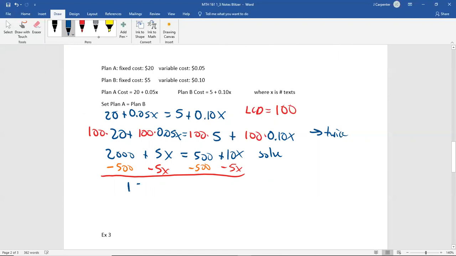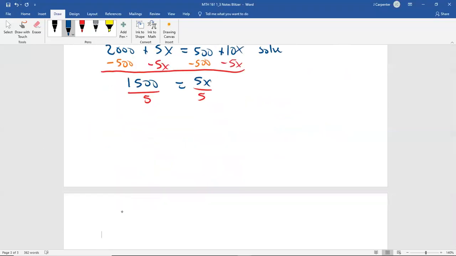2,000 minus 500 is 1,500. These will cancel, but again, I don't like leaving that there. Equals, the 500s cancel. 10x minus 5x is 5x. Only one more step, that's just a number times a variable, so we divide both sides by the number, divide both sides by 5, so that these 5s cancel. And 1,500 divided by 5 is going to tell us that x is equal to 300.